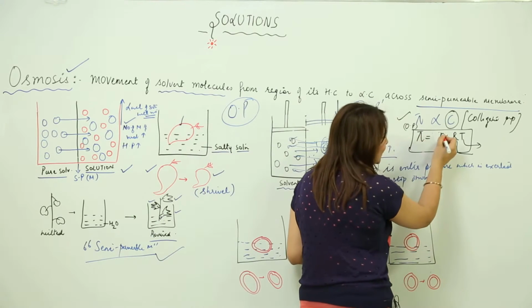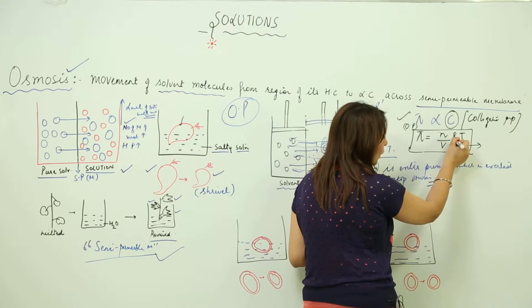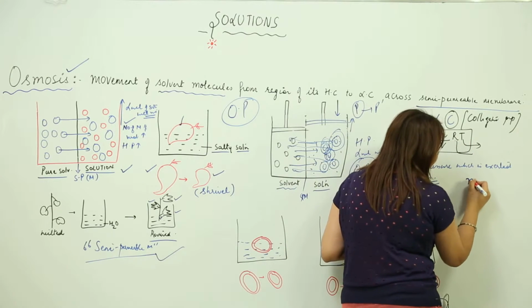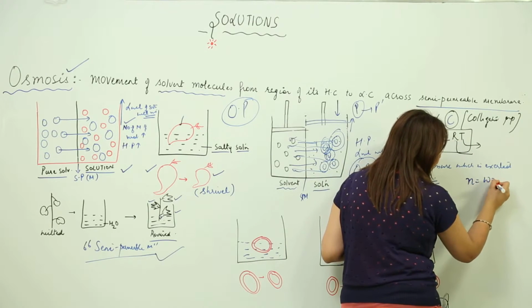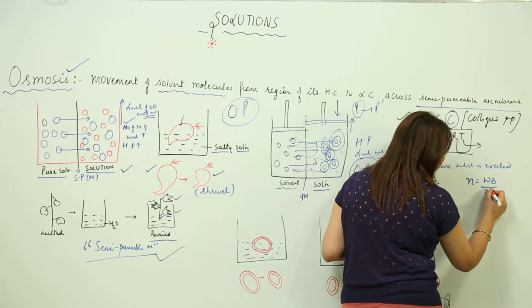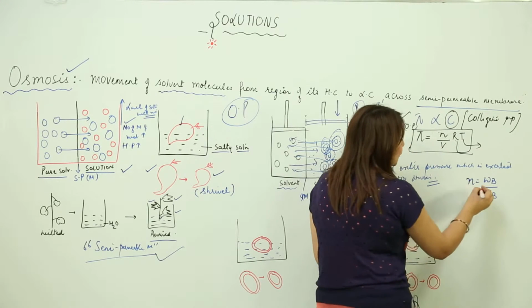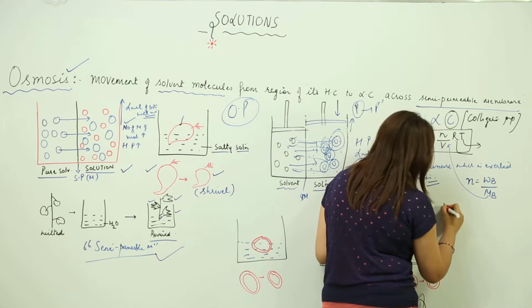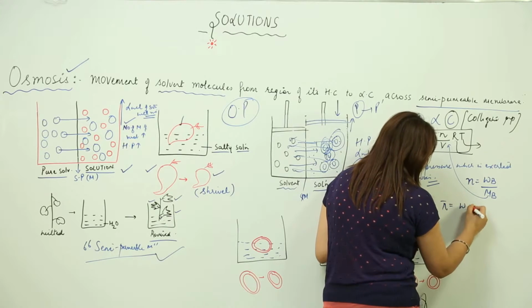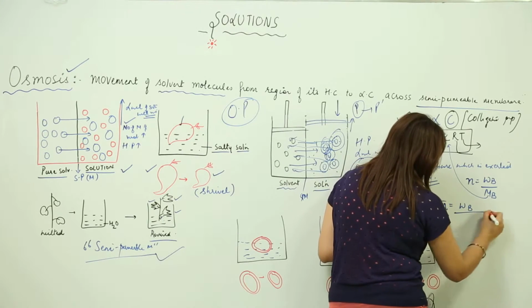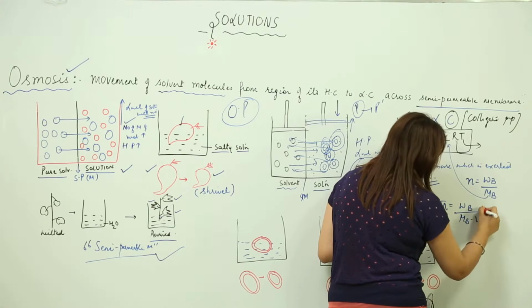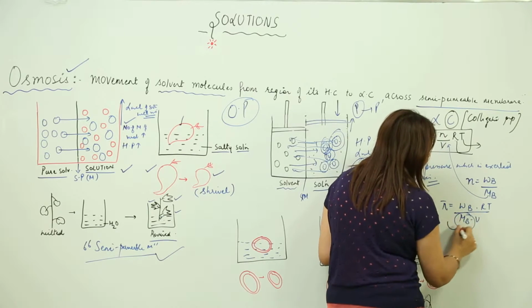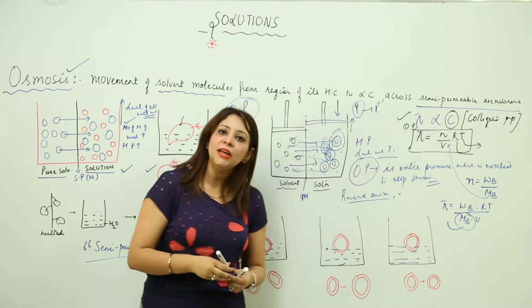As we know, pi is equal to number of moles divided by volume, times RT. So we can write the number of moles in terms of solute, that is the weight of solute divided by the molecular mass of solute. So this is what we are going to put here. After putting this, we can just shuffle them up and we can calculate the molar mass of the solute.